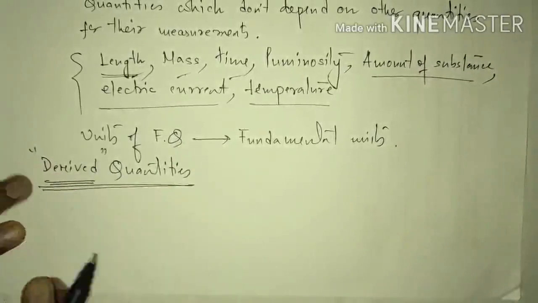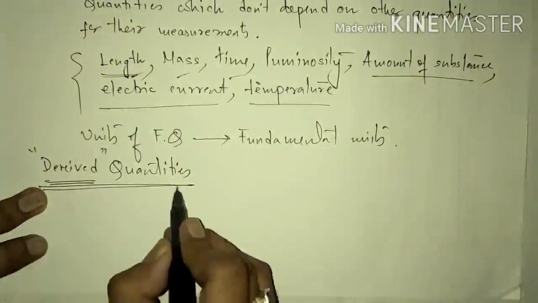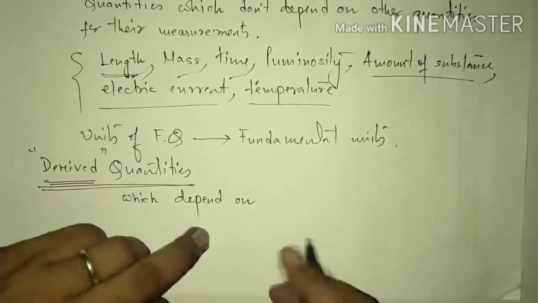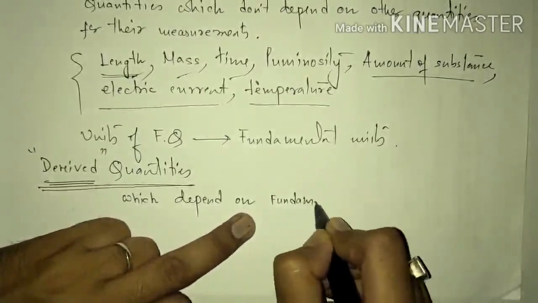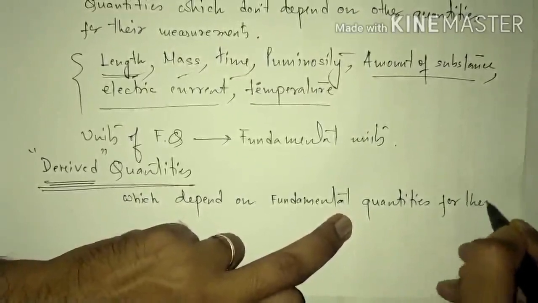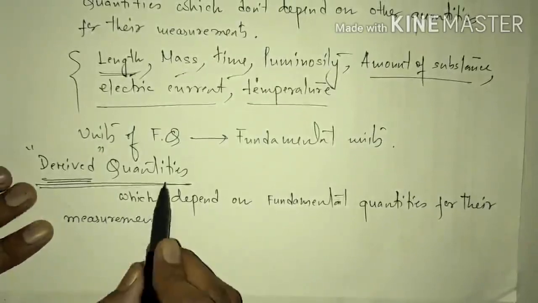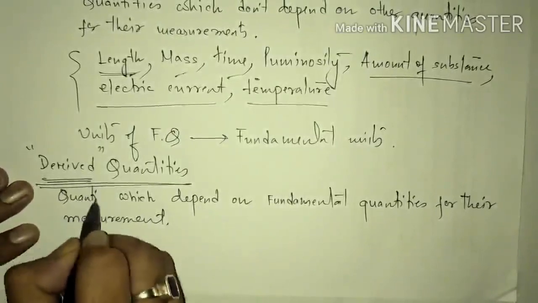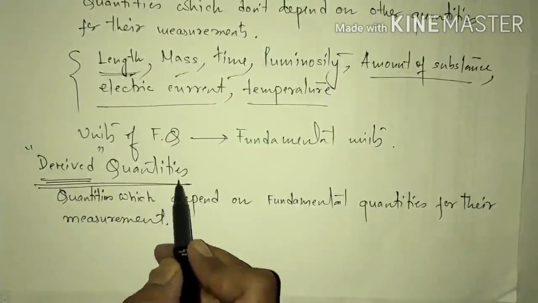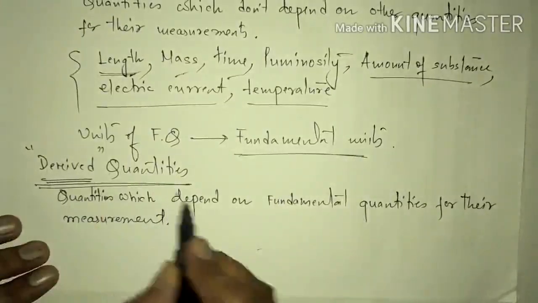Now, as the name suggests, derived, that means they have been derived from the fundamental quantities. So derived quantities are the quantities which depend on fundamental quantities for their measurement. So definitely the units of derived quantities will be called derived units. Like we have defined the unit of fundamental quantities to be fundamental units, similarly we can define the unit of derived quantities as derived units.